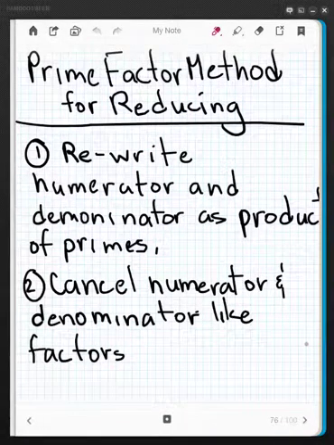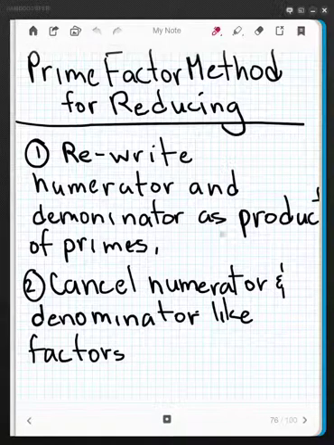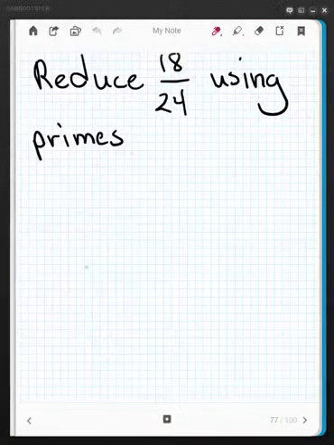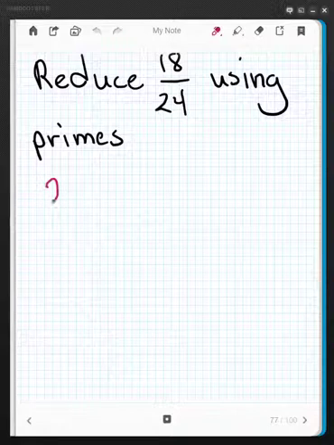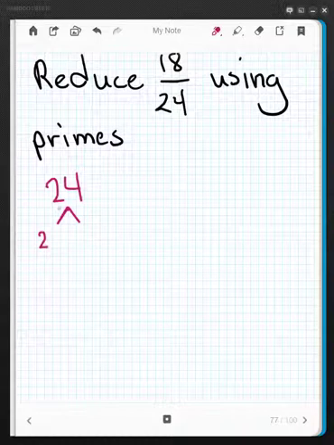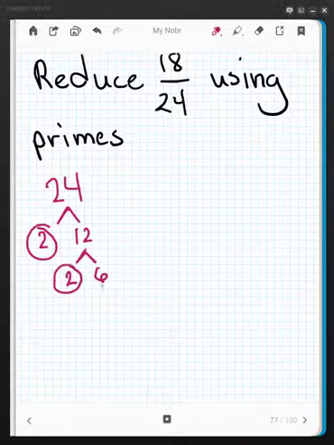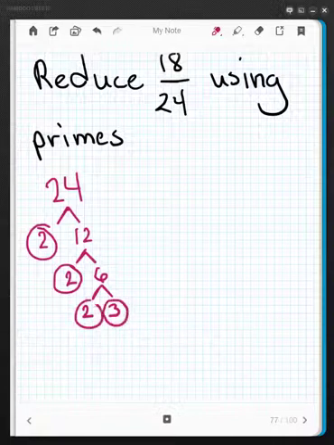All right, so our prime factor method for reducing is that we're going to rewrite our numerator and denominator as a product of primes. Then we're going to cancel our numerator and our denominators' like factors. So we're going to reduce 18/24 using primes. We've already done 18 as prime factors, so let's do 24. So lowest prime is 2. 2 will go into 24 12 times. 2 is prime, so I circle it. 12 is not, so I'll start again. 2 times 6. 2 is prime, 6 is not, so I'll start again. 2 times 3. Those are both primes, so I'm done.